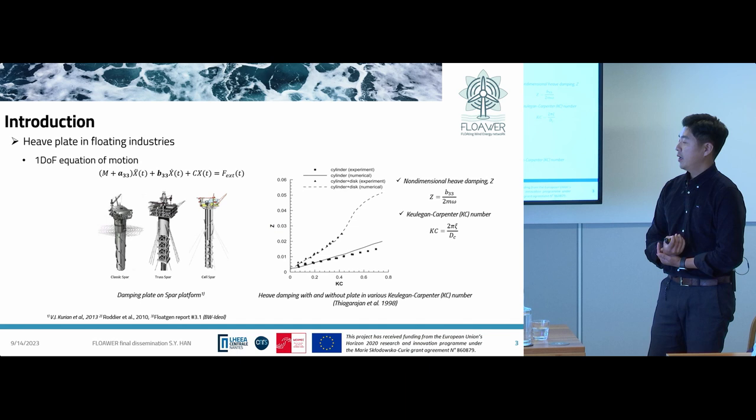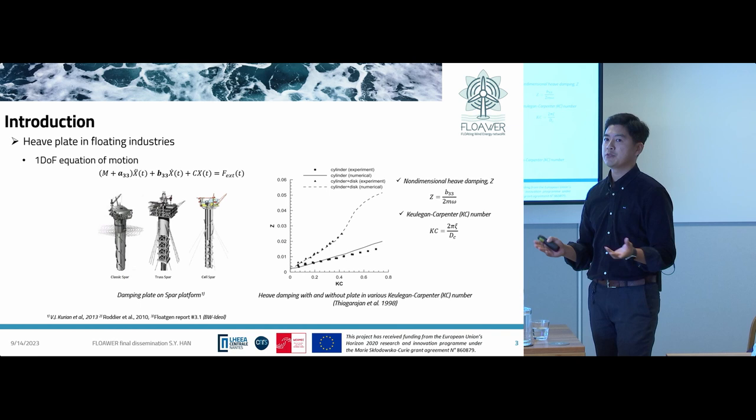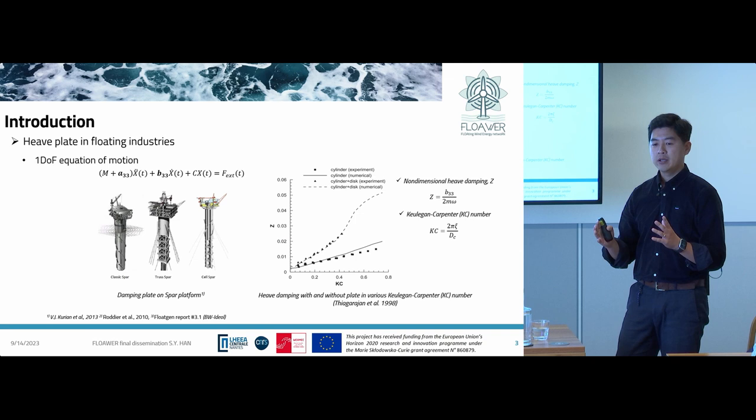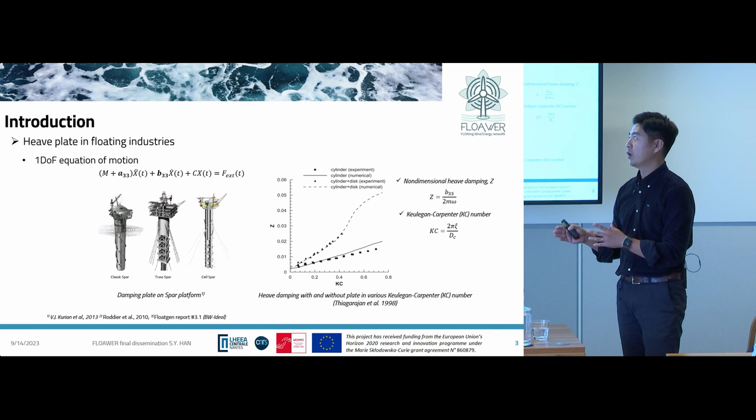The plate, especially considered as an appendage, is usually widely used in the floating industries. That is because this plate can increase the damping, especially viscous damping, for the structures to reduce the motion induced by the waves. For example, the bilge keel for the ship, the skirt for the buoy, and the heave plate for the classic spar platform, as you can see in the figure.